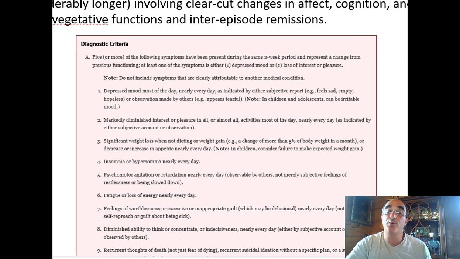So what we're talking about is one, depressed mood most of the day, nearly every day, as indicated by either subjective reporting, so somebody who's saying I'm feeling sad or empty and hopeless, or observations made by others. So I might think that somebody appears tearful. And in children and adolescents, this can be irritable mood. We're talking about a markedly diminished interest or pleasure in all or almost all activities most of the day, nearly every day, as indicated by either, again, subjective accounts or observations. We're looking to another symptom of significant weight loss when not dieting, or weight gain.